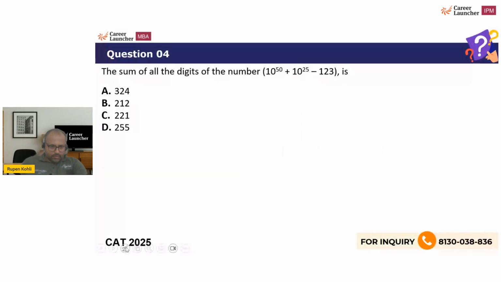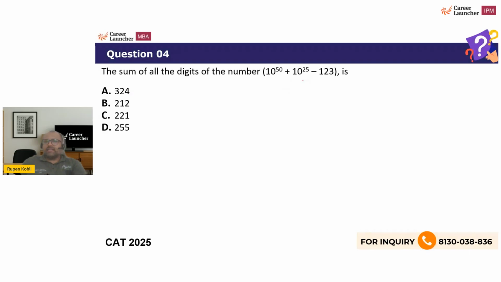Okay, so this is last year's problem. Now, you can see it is a very neat and clean question. It involves the sum of all the digits of this number represented in power form with huge powers of 10, and a 3-digit number subtracted from the sum of these two powers of 10. So obviously we have to do some addition and subtraction.